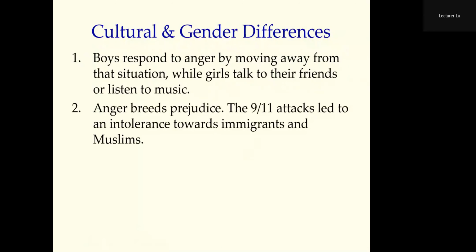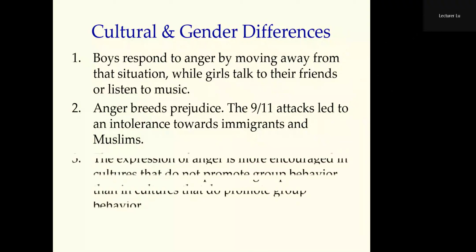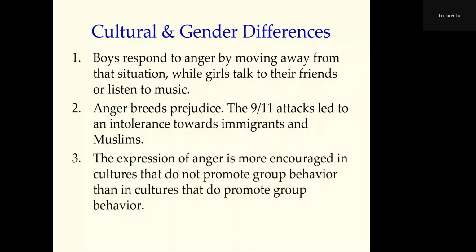And anger breeds prejudice, like in the 9/11 attacks, which led to intolerance towards immigrants and Muslims. We can see the escalation of anger in many cultural and political situations. And actually, anger is one of the emotions that can contribute to many wars and other historical and political issues, and it can be easily used by politicians.